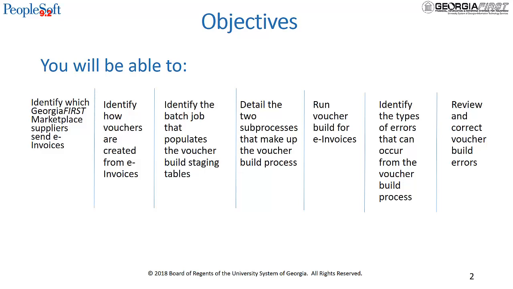By the end of this lesson, you will be able to identify which Georgia First Marketplace suppliers send e-invoices, identify how vouchers are created from e-invoices, identify the batch job that populates the voucher build staging tables, detail the two sub-processes that make up the voucher build process, run voucher build for e-invoices, identify the types of errors that can occur from the voucher build process, and review and correct voucher build errors.